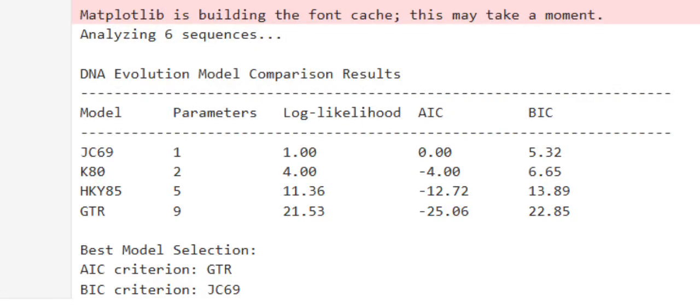The best model fit for the DNA sequence for the AIC criterion is GTR, because for AIC, the model with the highest amount of variation and the least amount of independent variables. So that highest number is what you want. And then for the BIC, the best criterion is JC69, because it's the lowest number for that.